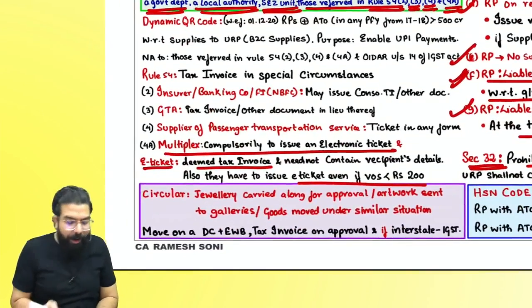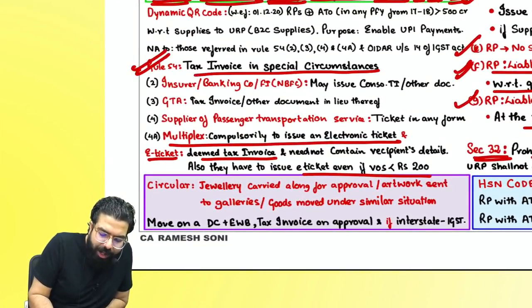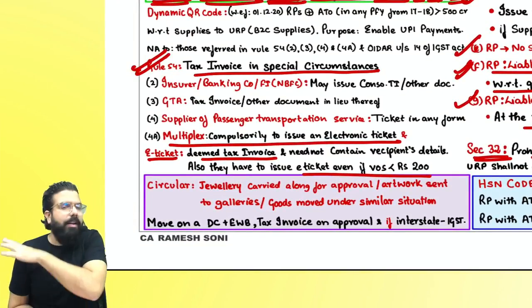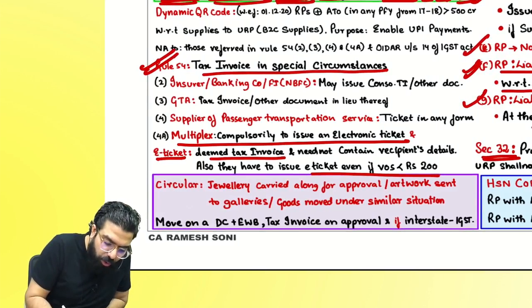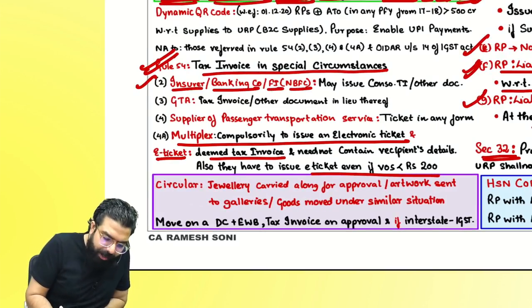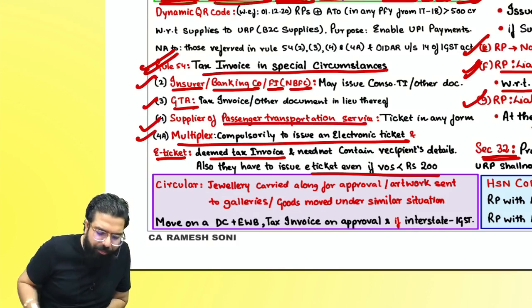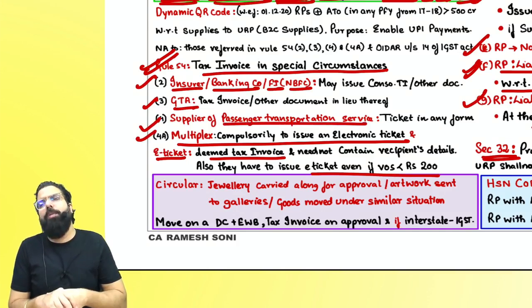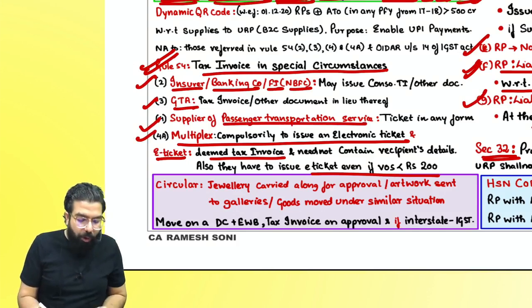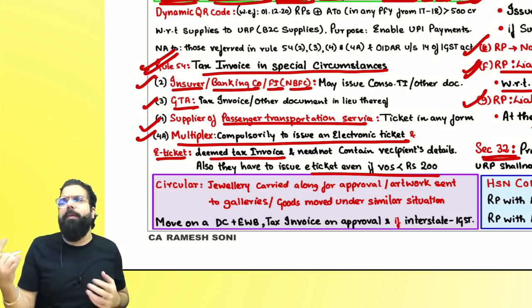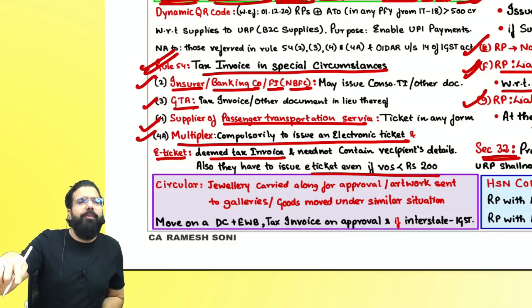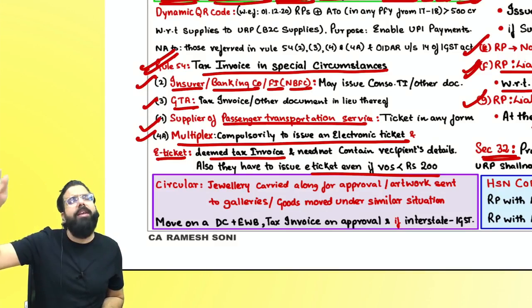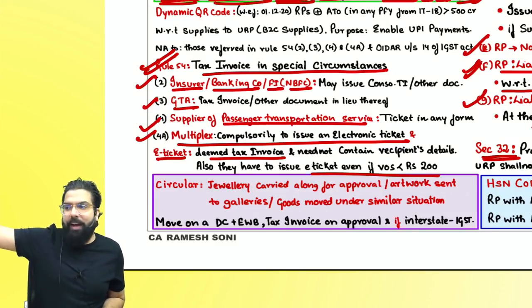Rule 54 talks about tax invoice in special circumstances. Rule 54(2) talks about insurance company, banking company, financial institution and NBFC. Rule 54(3) talks about GTA. Rule 54(4) talks about passenger transportation service, and rule 54(4)(a) talks about multiplex. What is rule 54 telling everyone? Rule 54(1) is talking about ISD, the invoice related details of an ISD.